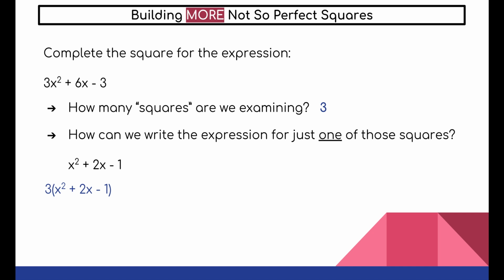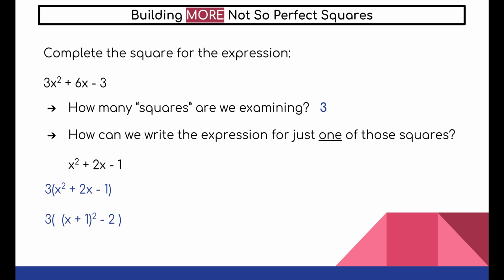Half of 2 is 1. 1 squared is positive 1. How do we get from positive 1 to negative 1? We subtract 2. So we're really looking at 3 squares that are supposed to be the square of x plus 1, but each of them is missing 2 unit pieces.